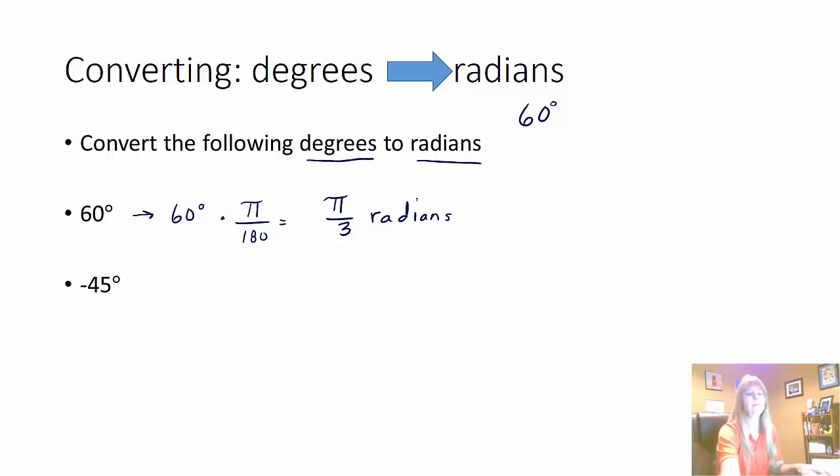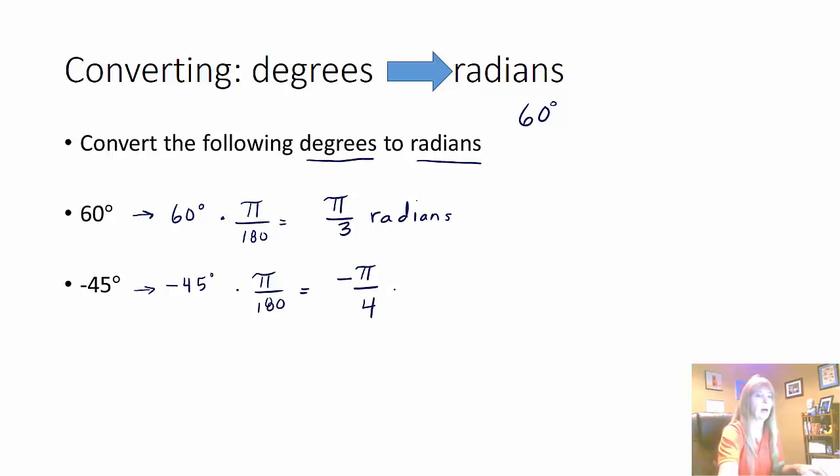All right, same thing for negative 45 degrees. Negative 45 degrees times pi over 180. Believe it or not, 45 goes into 180 4 times. I get, and remember we can have negative angles, we're just going clockwise.